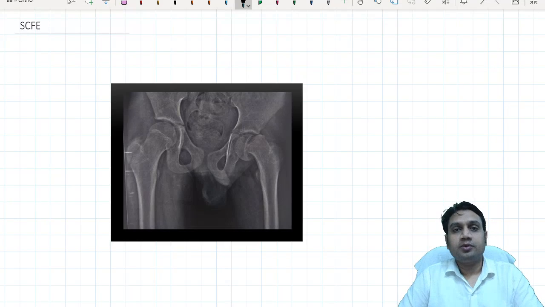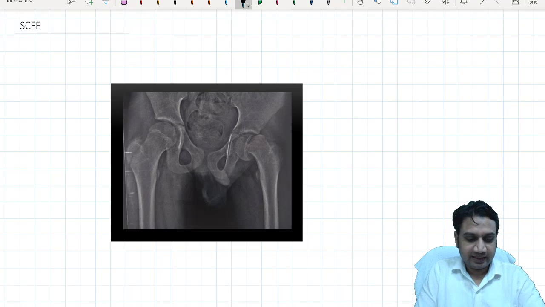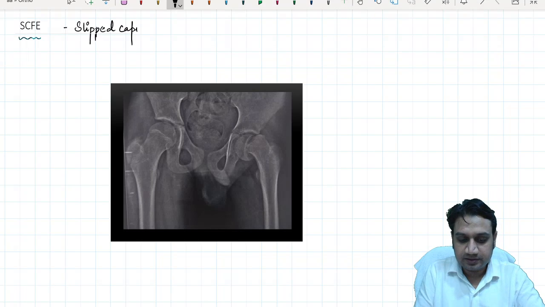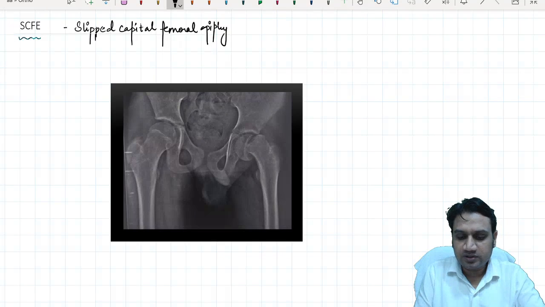Okay, so let's talk about this topic, which is SCFE, right? So what exactly does this mean? SCFE simply means slipped capital femoral epiphysis. This is slipped capital femoral epiphysis. Now what does that mean?